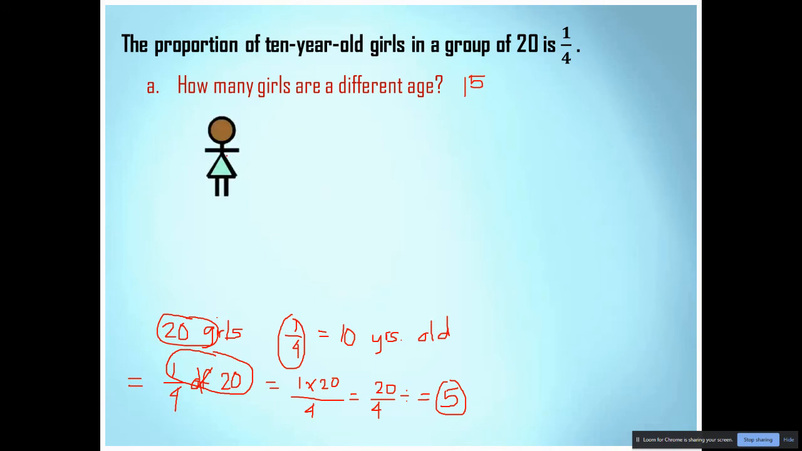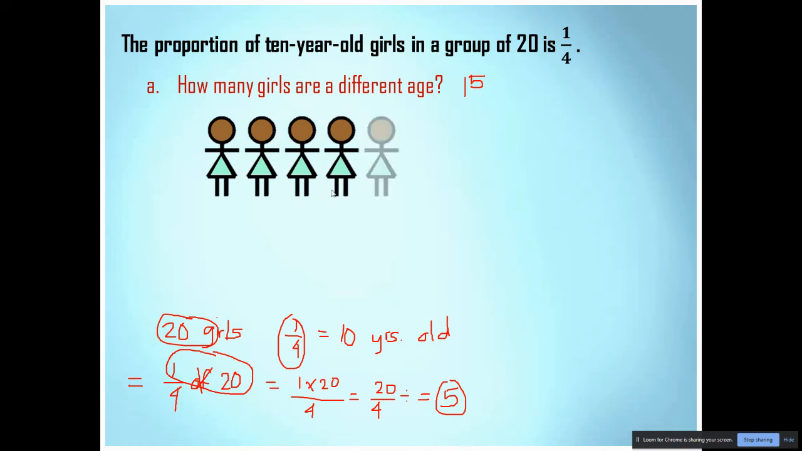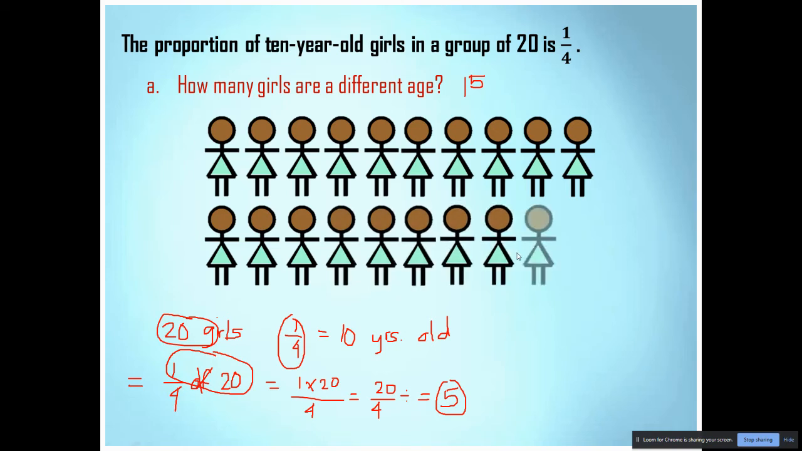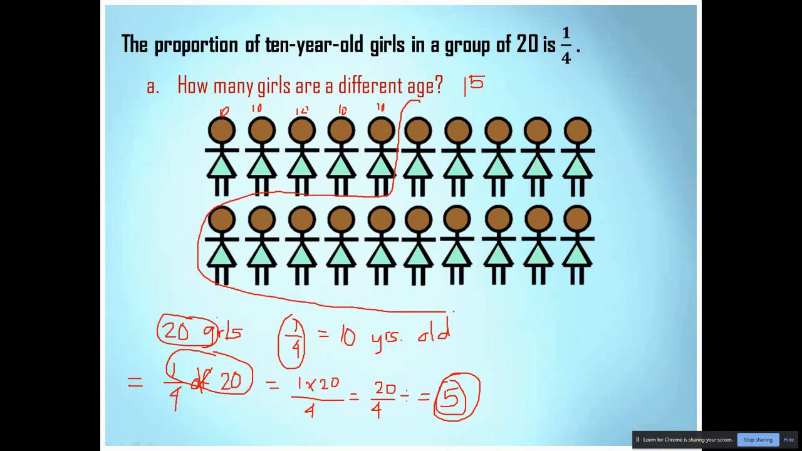Okay, so if there are the girls 1, 2, 3, 4, 5, 6, 7, 8, 9, 10, 11, 12, 13, 14, 15, 16, 17, 18, 19, 20. And we have here 5 girls are 10 years old. So this is 10 years old, 10 years old, 10 years old, 10 years old, and 10 years old. So we have now 1, 2, 3, 4, 5. Then that means this remaining number of students are not 10 years old. So let's see if our answer is correct. 1, 2, 3, 4, 5, 6, 7, 8, 9, 10, 11, 12, 13, 14, 15. So our answer there is correct.